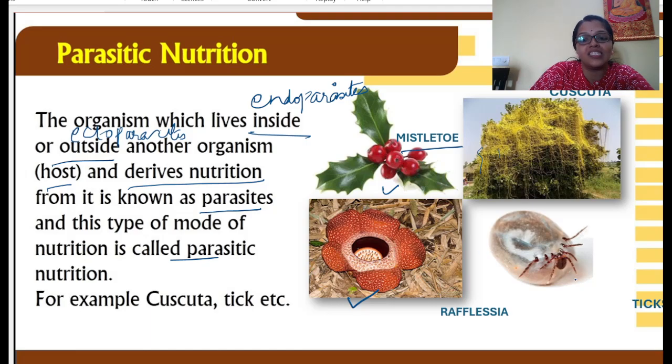Now the last one is ticks. These are the ticks. Ticks are present on the body or fur of animals, and they get their nutrition from it. They suck the blood of the animals and derive nutrition from it. They can be present on the body of animals or humans.